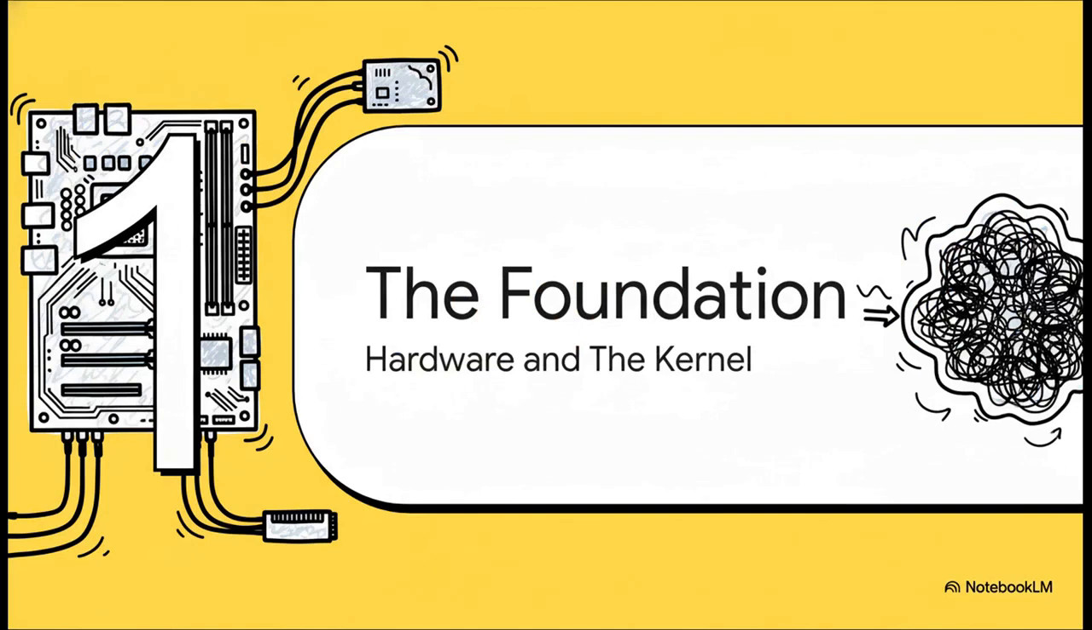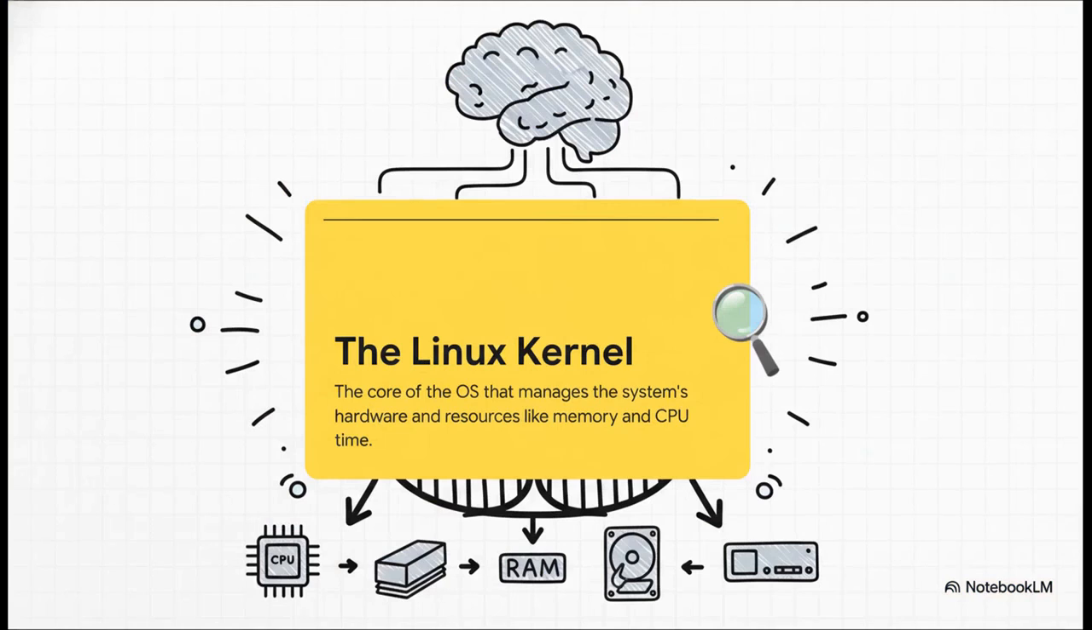So, first things first, it all starts with the foundation. Before any of your apps can do anything, the software has to figure out how to talk to the physical hardware. And that whole conversation is managed by the single most important piece of the entire OS, the Linux kernel. Think of the Linux kernel as the system's brain. It's the core program, the first major piece of software to load, and its entire job is to be the middleman between your software and your actual physical hardware. It manages everything, the CPU, the memory, all of it.